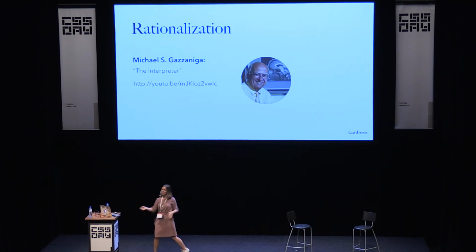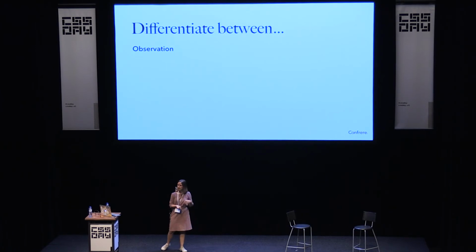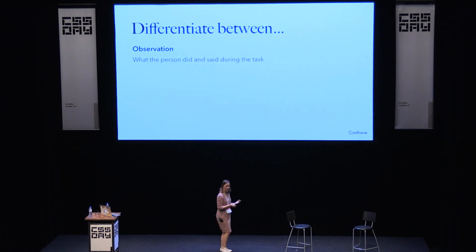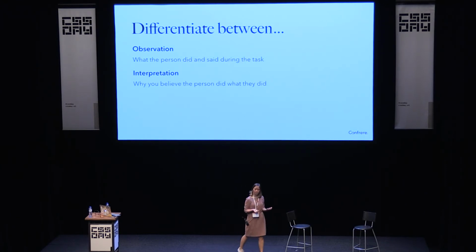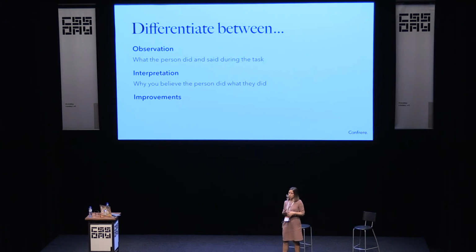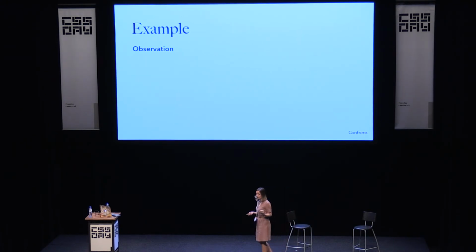So when you ask a user, why did you not do this, or why did you do that, they're going to give you a reason that sounds completely reasonable, but it's not necessarily true. It might be some other reason. So you have to differentiate between what the person did and said during the task, their interpretation of why they did what they did, and also what you would believe would be a good solution. Let me take an example to make it clearer.